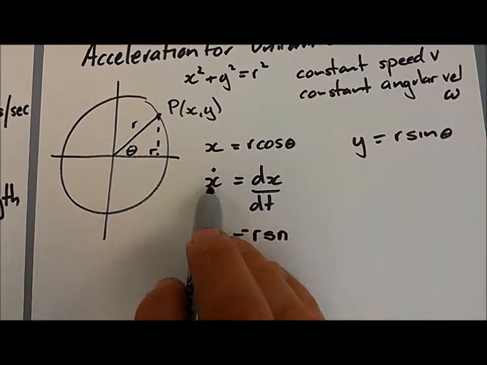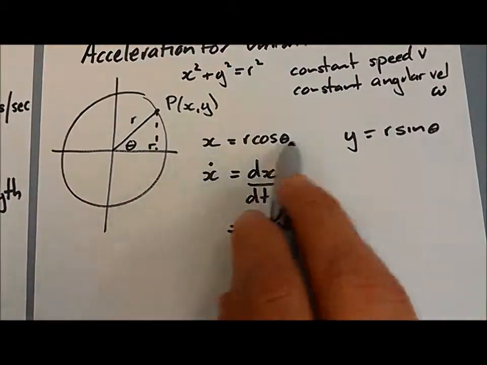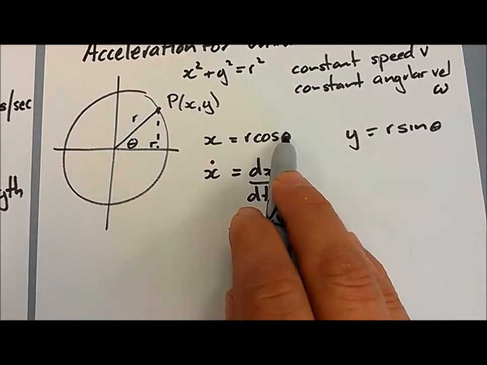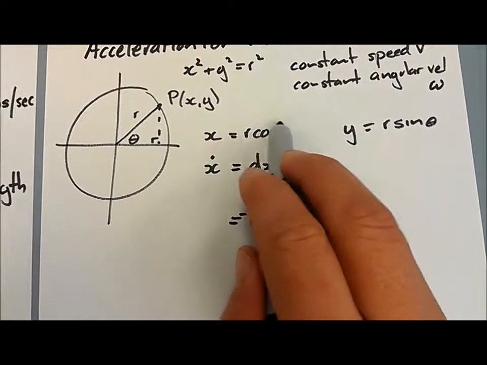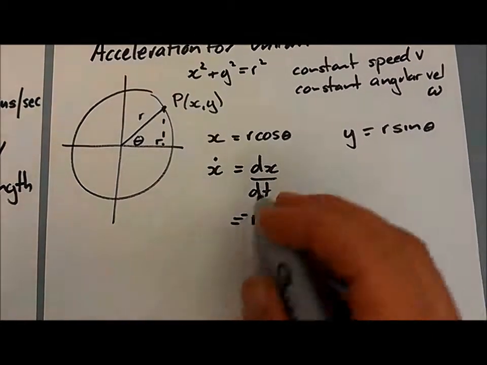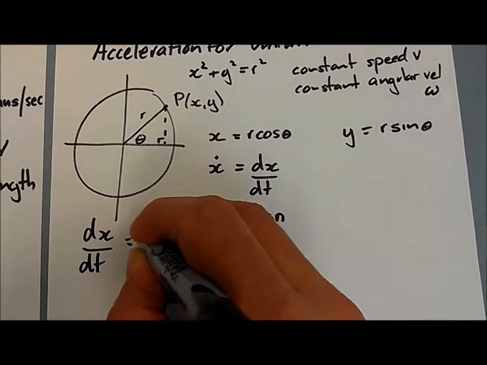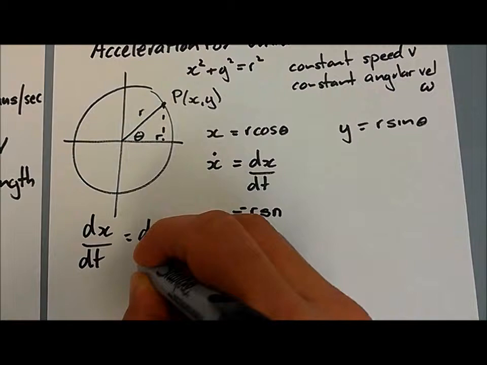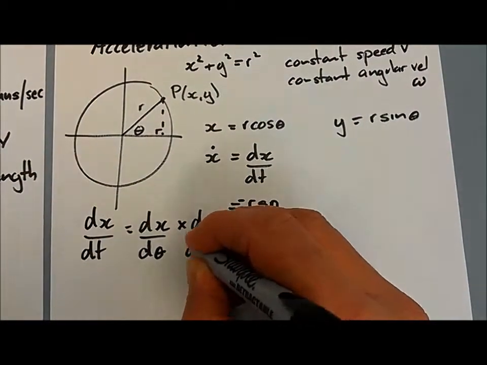So, the x component of velocity can be thought of as dx/dt, which means I want to differentiate x equals r cos theta with respect to t. r is a constant, I'll keep it there. This then becomes a chain rule question. And so what I get is that dx/dt is equal to dx/d theta times d theta/dt.